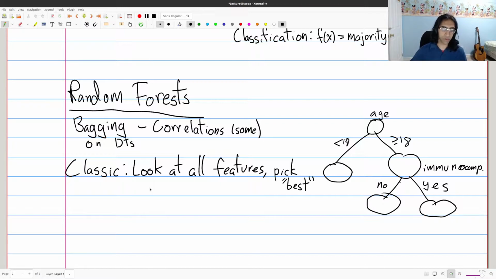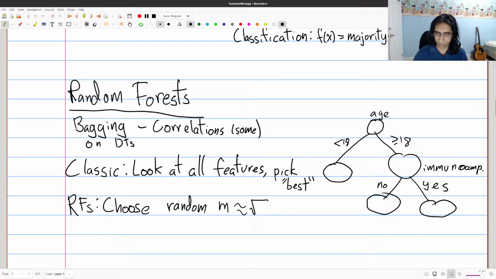So instead, to introduce a little bit more variety, we're going to limit the number of features that they can look at randomly. So RFs, for random forests: choose m random features, where m is approximately equal to, often, the square root of the dimension, and split on the best.